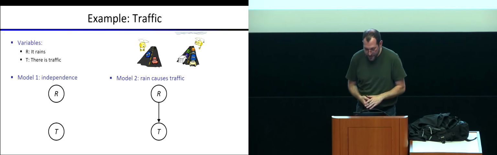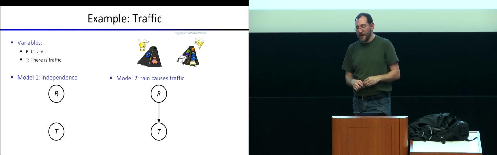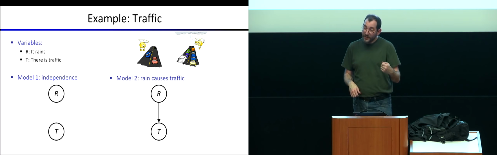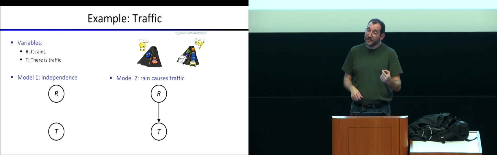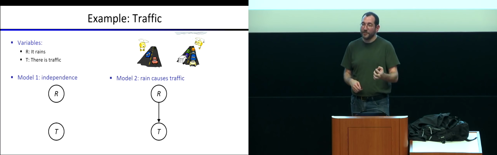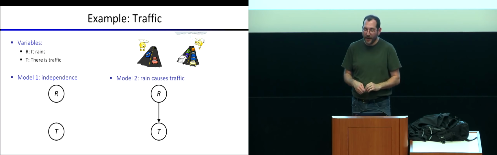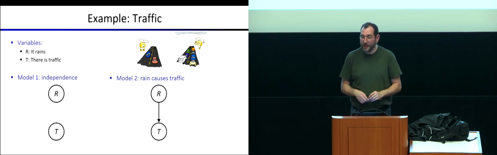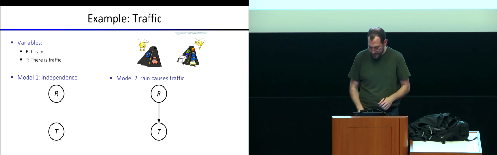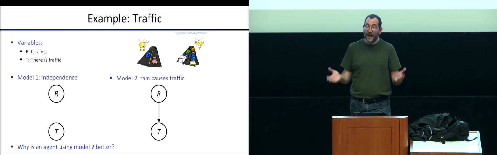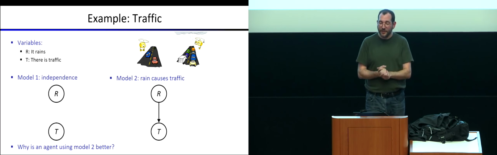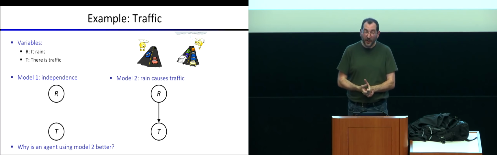Here's another model. In this model, I have an interaction. This model says there's R and there's T, and the behavior of T is now a function of the behavior of R. So we are now capturing, and I'll be precise in a bit about how that's captured, a direct interaction between R and T. They are both valid graphical models or Bayes nets over this domain, but model 2 is probably better.